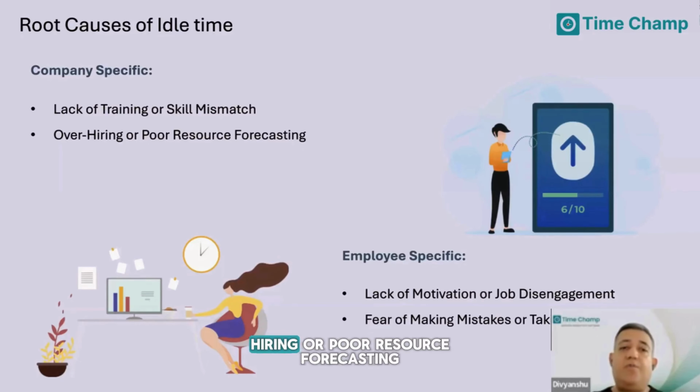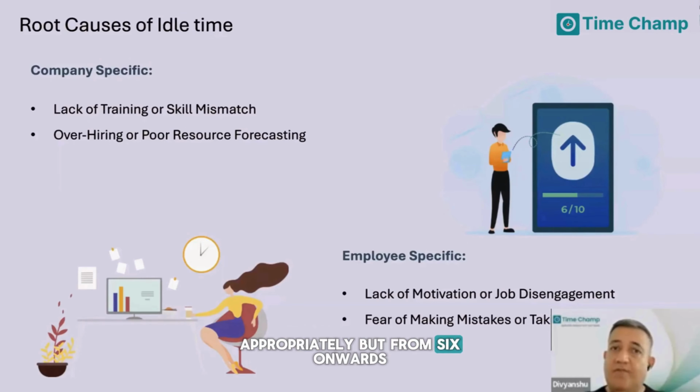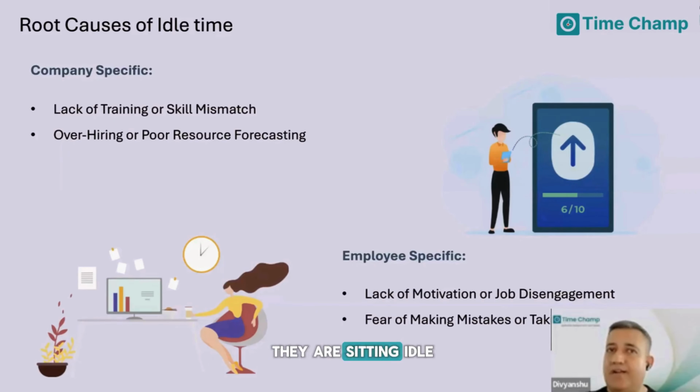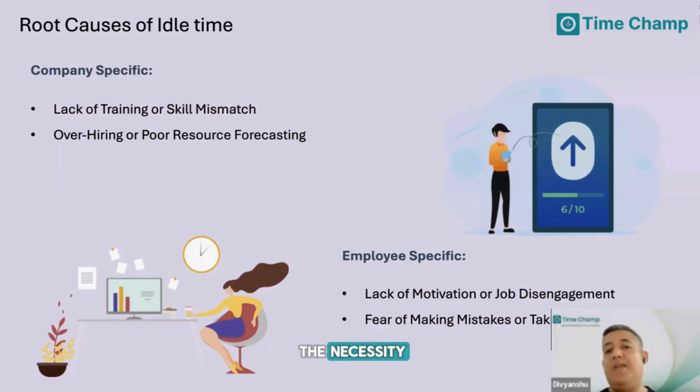Then there is overhiring or poor resource forecasting. I was doing it, 10 more people come in, 5 are consumed, 5 are doing it appropriately, but from the sixth onwards, there is not enough work to do. So they are sitting idle. And while we are trying to share the load with them, the rest are also getting idle. That is where proper resource forecasting is an absolute necessity.